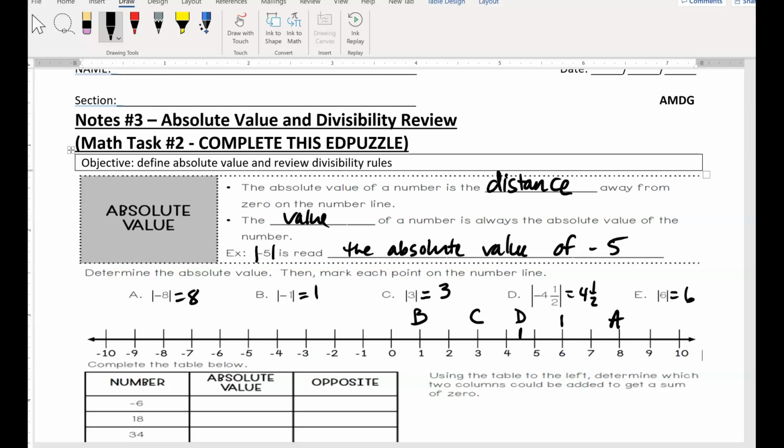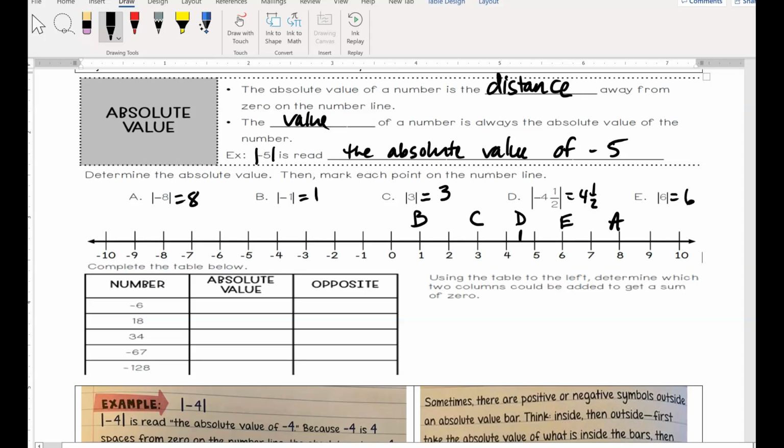So no matter what, the absolute value is positive because it's just about the distance from zero. So if we take a look at the absolute value of these numbers, they're always going to be positive. The absolute value of -6 is 6, 18 is 18, 34 is 34, -67 is still 67, -128 is positive 128.